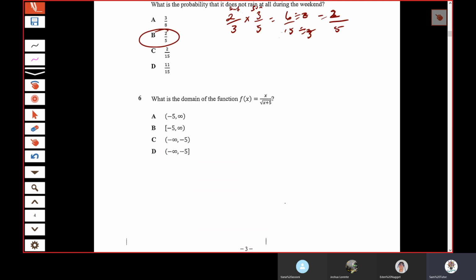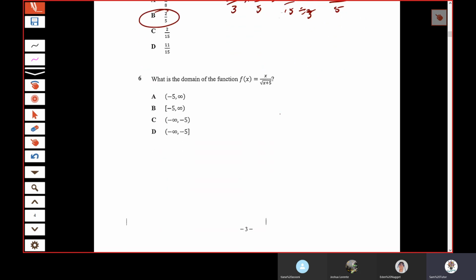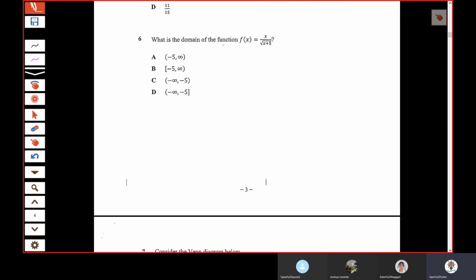Number 6, what is the domain of this function? What is the domain of x on root x plus 5? Okay, what's the first thing you're going to look at, again, for domain? The x values, not necessarily intercepts, x values altogether. So the x values, trying to see where x is allowed and not allowed.